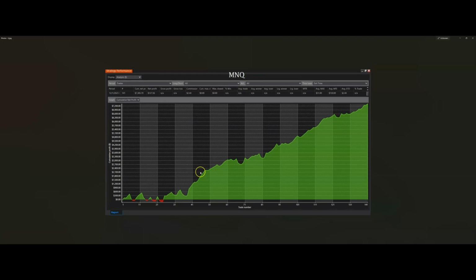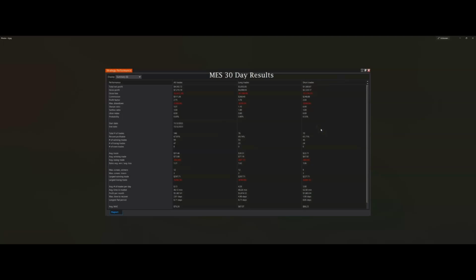You can see all the trades and the equity curve here. That looks phenomenal. MES 30-day results, $4,500 and profit factor of 2.75, with percent profitable was 67%. Average winning trade is higher than the average losing trade here.